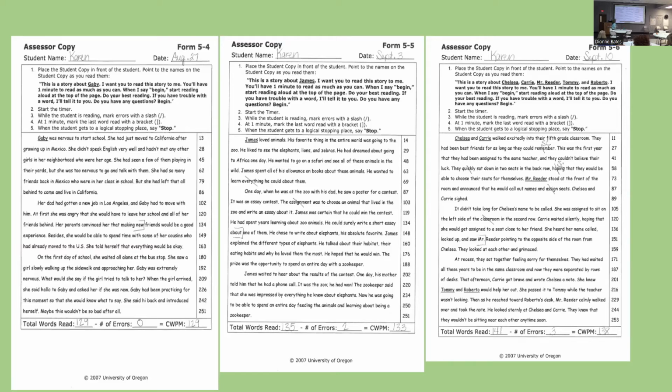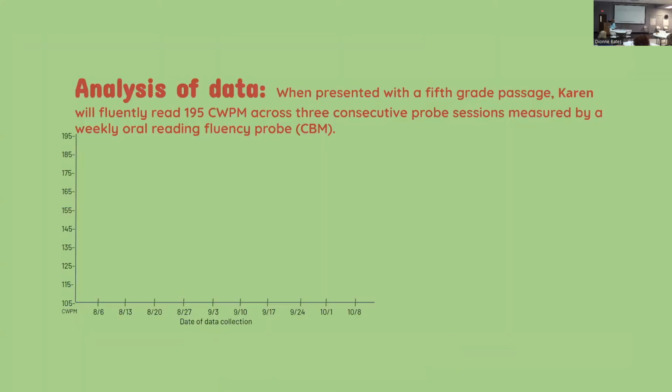Same thing, I think this one's 138 correct words per minute. So you see over time, we've collected that progress monitoring data, right? Those data points are real clear because we've calculated those. So let's see what that might look like now.